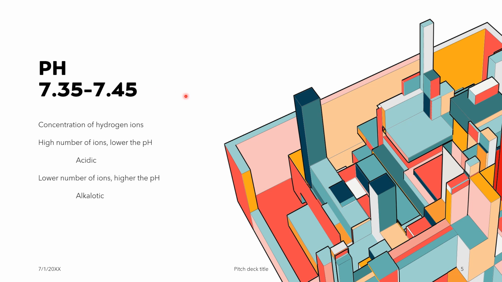So pH is next. That's going to be our acidity level, the concentration of hydrogen ions. If it's above 7.45 we're alkalotic, because that's going to mean a low number of ions. Anytime we have a high amount of positive ions, we're acidic. So positive ions include our potassium, our sodium, our calcium, and when we have a high number of ions, we actually have a lower pH, which makes us acidic.